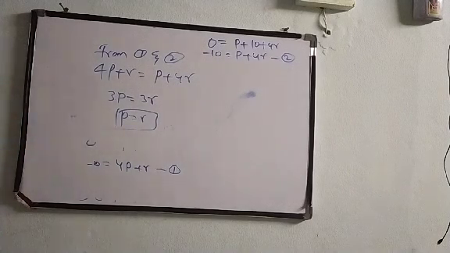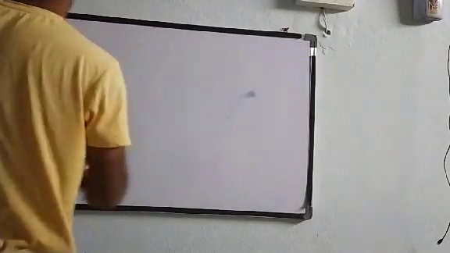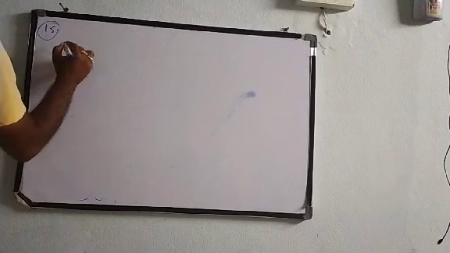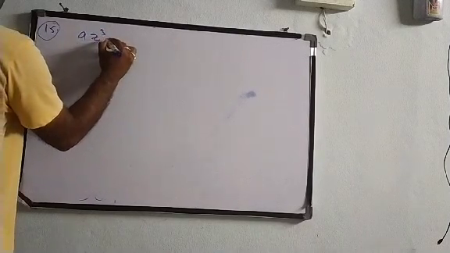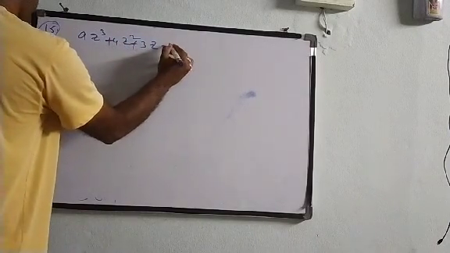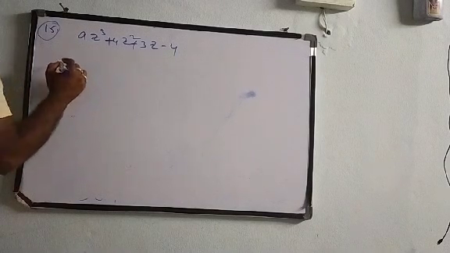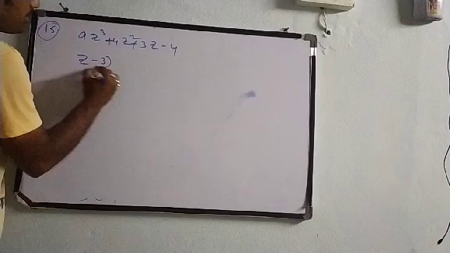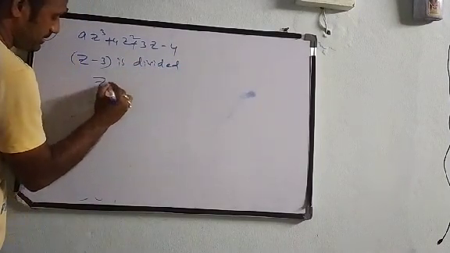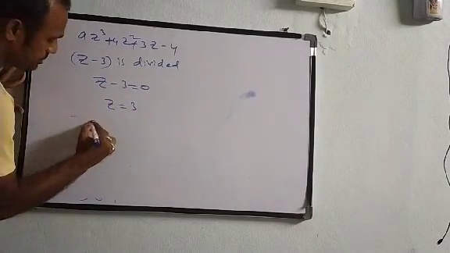Okay, coming to the 15th question, last question. So there are two polynomials which leave the same remainder. So the first is z cube plus 4 a z square plus 3 z minus 4. So here z minus 3 is a divisor. So if z minus 3 is a divisor, z minus 3 is equal to 0. So z is equal to 3. So let me substitute z equal to 3 here.